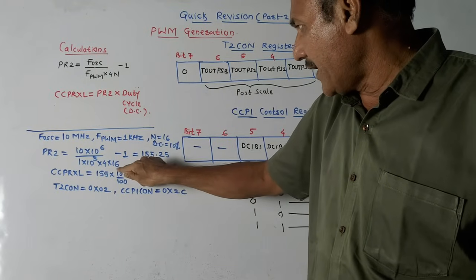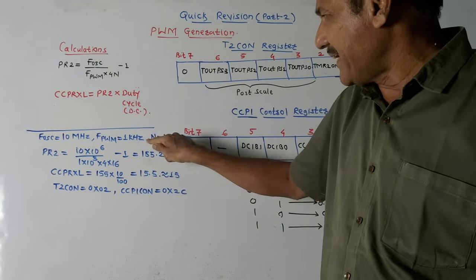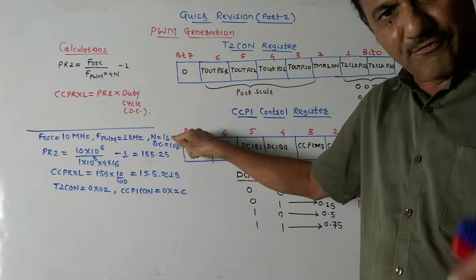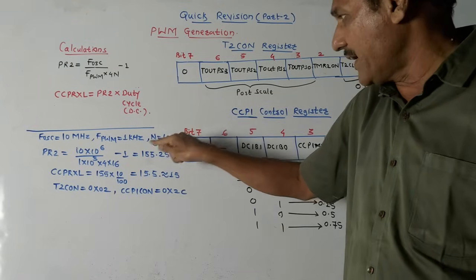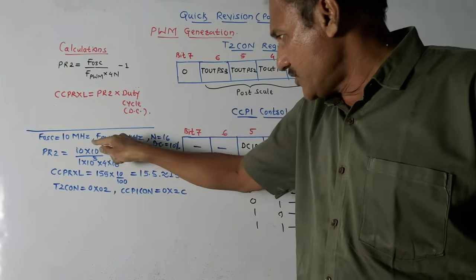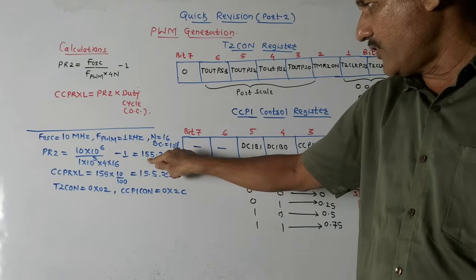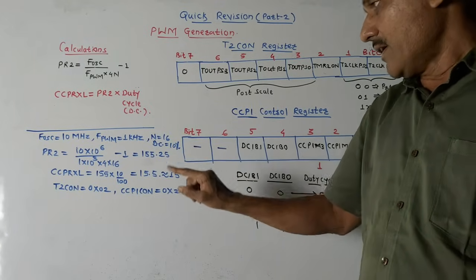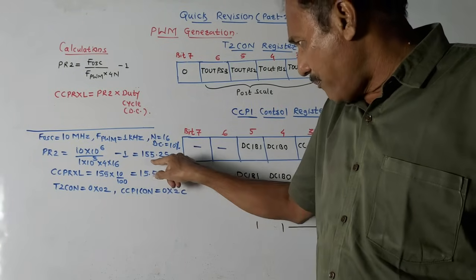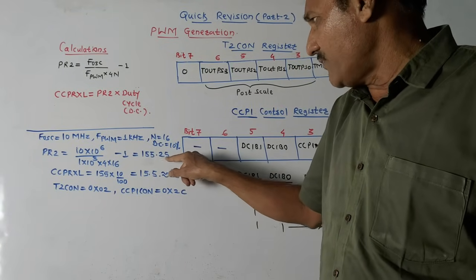Then this 4 into N. N is the prescale factor, which is 16. If not mentioned, we are assuming it is 16, minus 1. Just put the values, and this answer will be 155.25. Now, approximately, the integer part of this is 155.